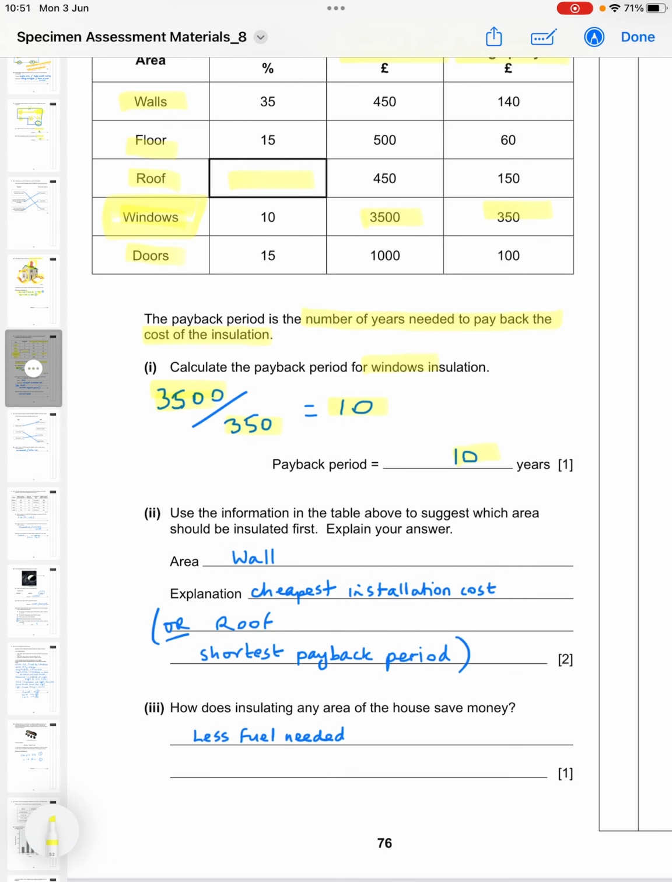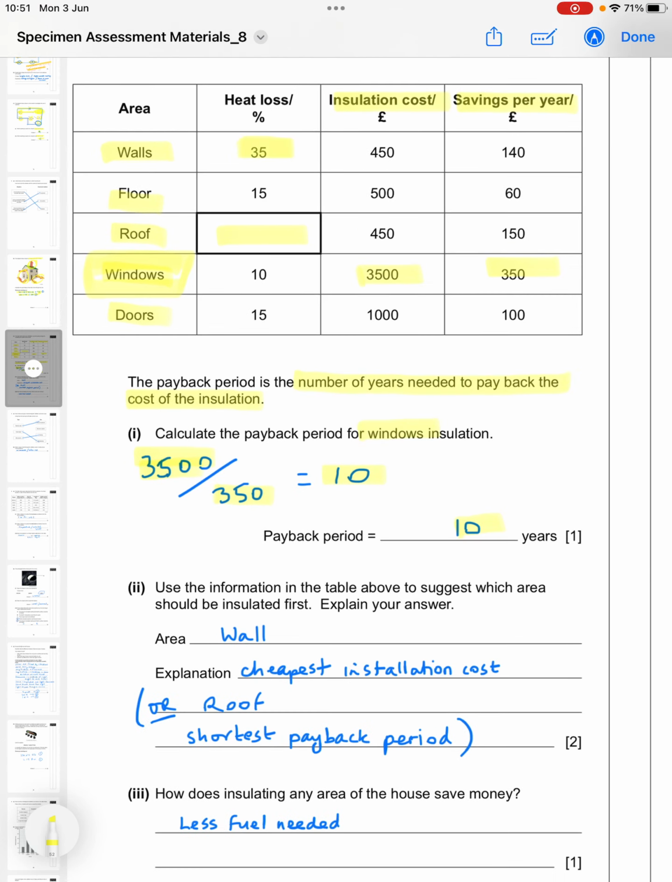Next, it says use the information in the table to suggest which areas should be insulated first and explain your answer. So when we look at the table, the most heat loss is through the walls. So you could say that walls would be the first thing to insulate.